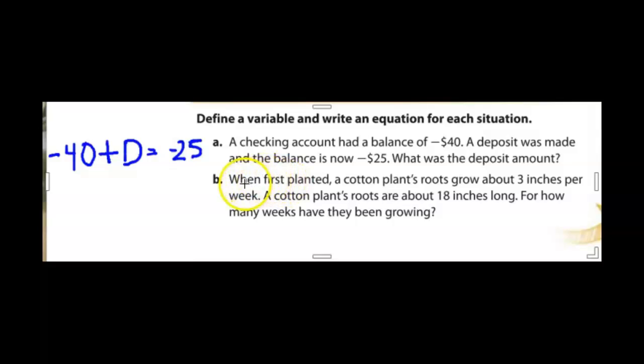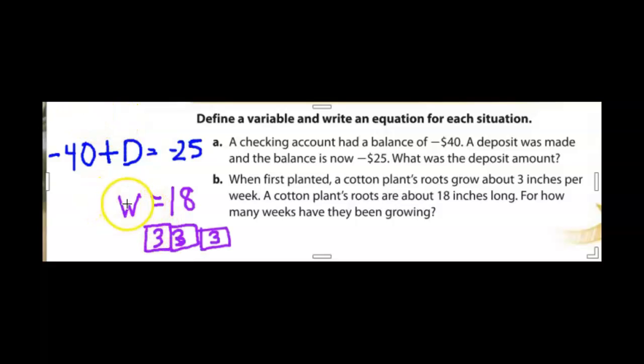Okay. So it says, when first planted, a cotton plant's roots grow about 3 inches per week. A cotton plant's roots are about 18 inches long. For how many weeks have they been growing? So we don't know how many weeks they've been growing. So what letter should we use for this unknown number? Go ahead and answer that for me.